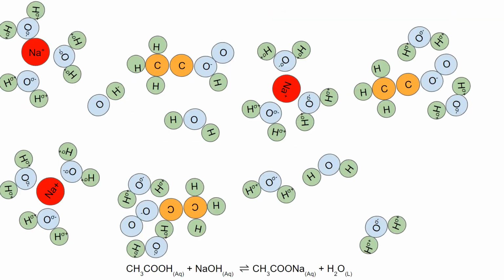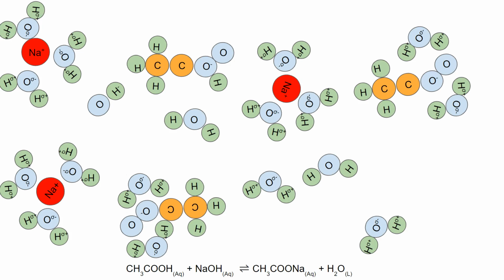However, in our case, since the water molecules are polar, they will form cages surrounding the Na+ and CH3COO- ions. The partially negative O will attract the positive Na+, and the partially positive H will attract the negative O end of CH3COO-.